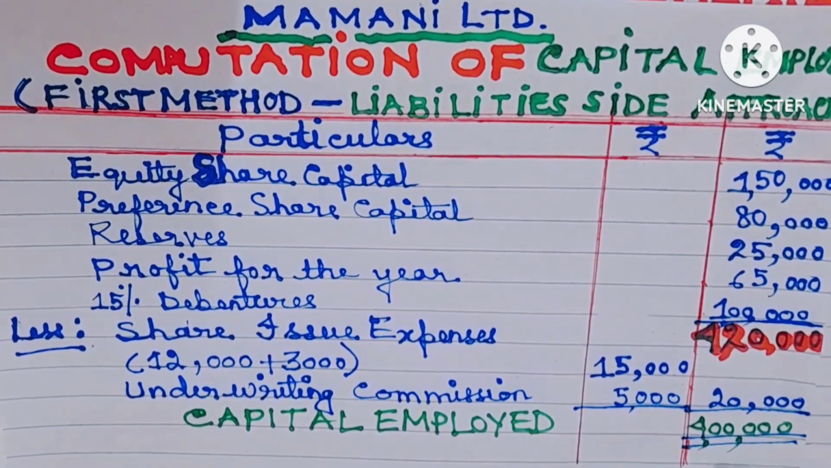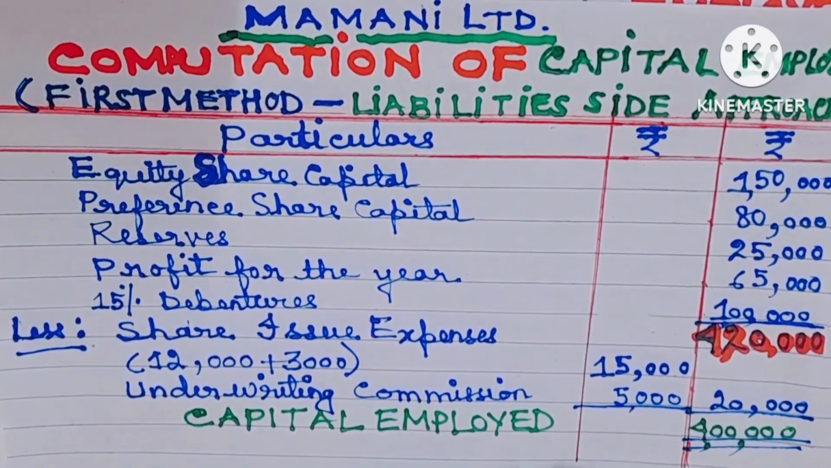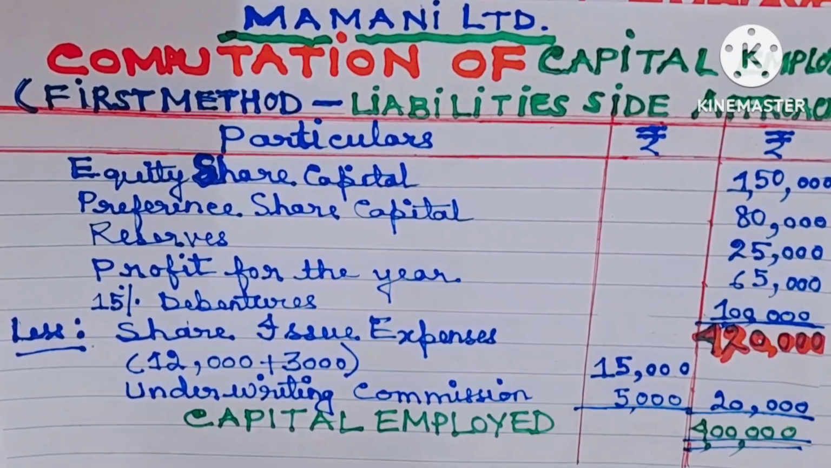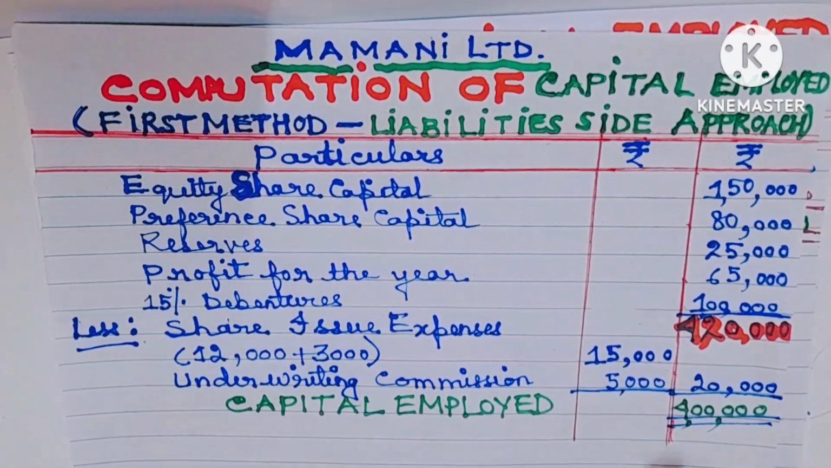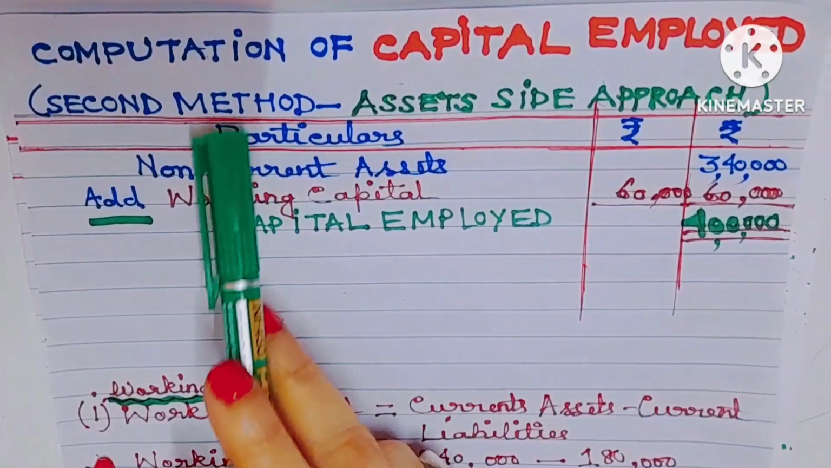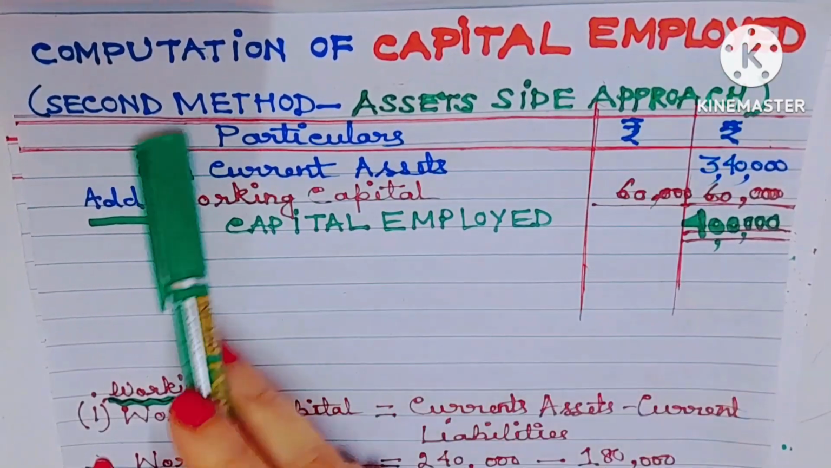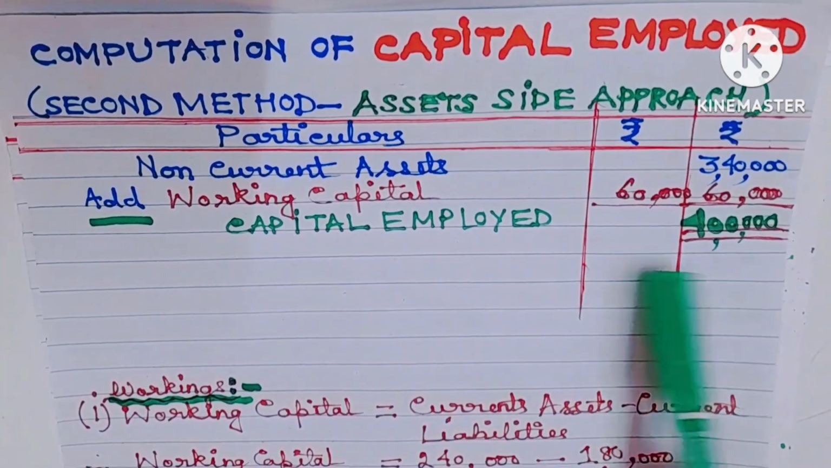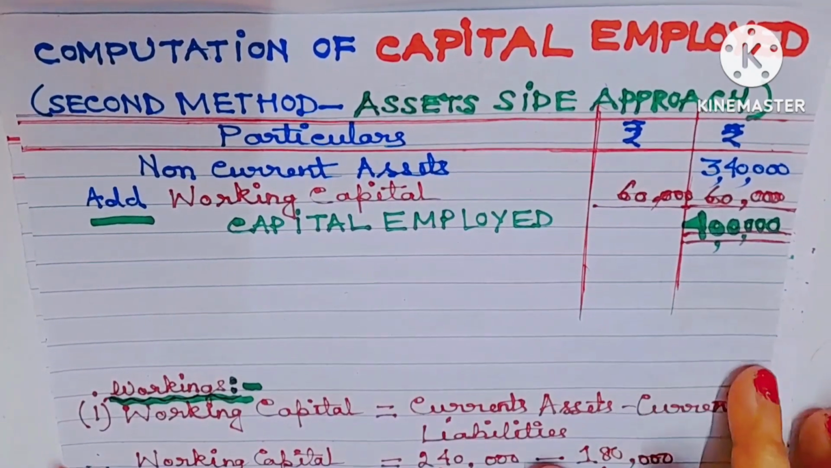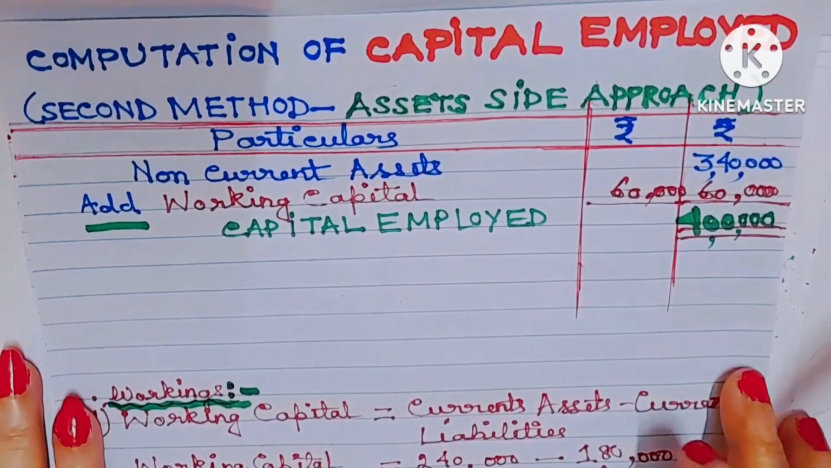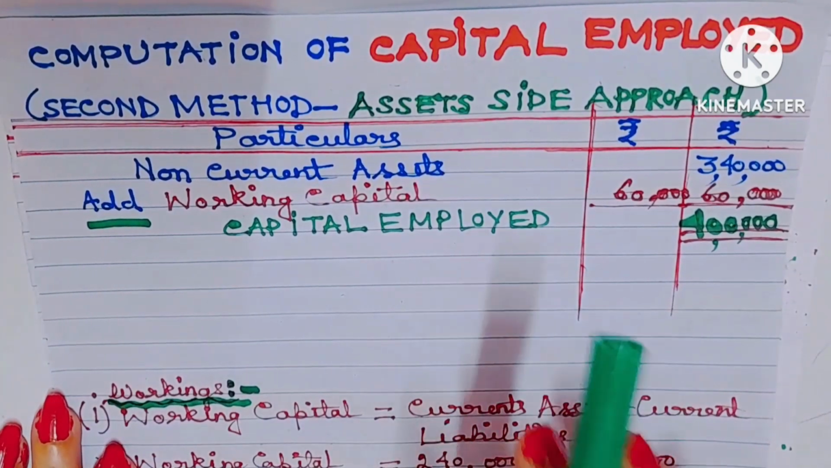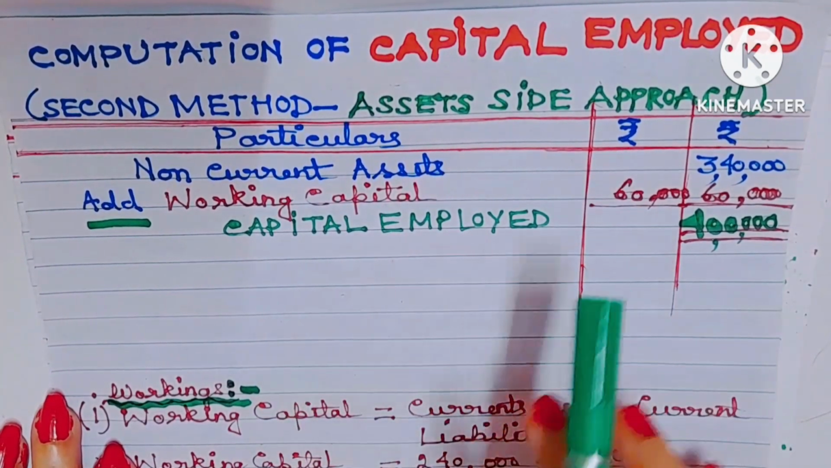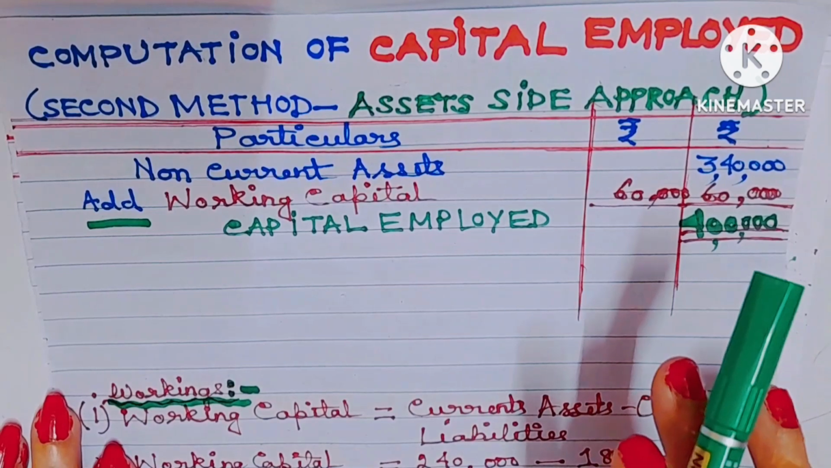Now let's see the capital employed by the second method. It should be 4 lakhs. Now see, computation of capital employed by the second method, that is the asset side approach. Capital employed is equal to 4 lakhs. Now you might ask me question, which method you're going to use? You can use any one of the methods, either the first method or the second method.